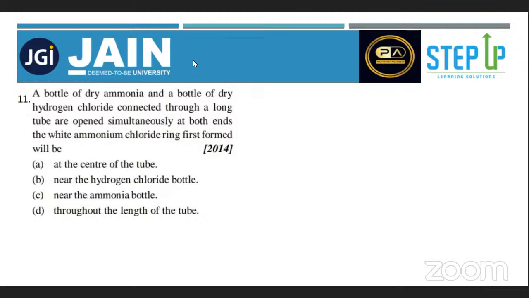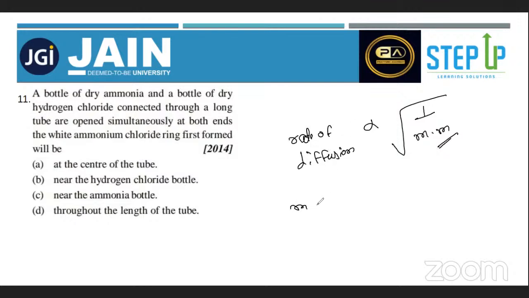Basically, what we know is we can write it as the rate of diffusion. The rate of diffusion is inversely proportional to root over molecular mass. Now, I know that the molecular mass of HCl is greater than the molecular mass of ammonia. So whose molecular mass is more? HCl. So HCl will diffuse slowly. So that's why ammonium chloride is first formed.